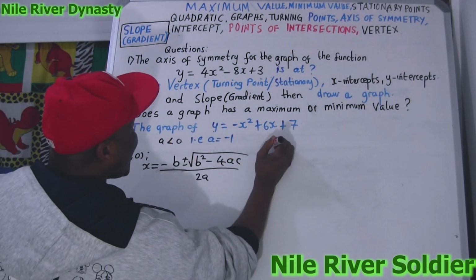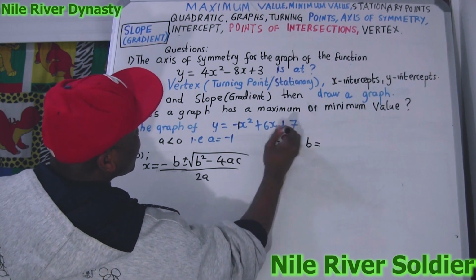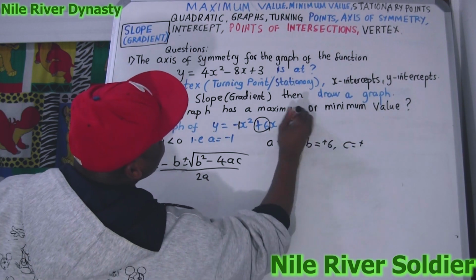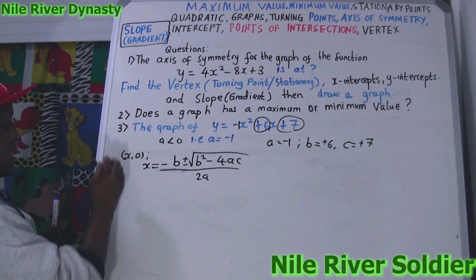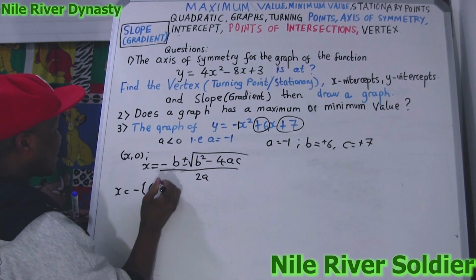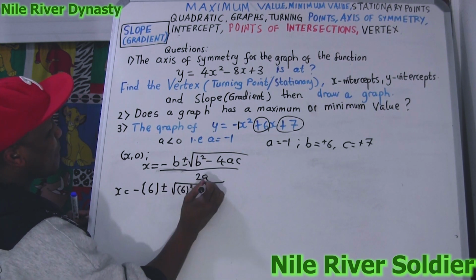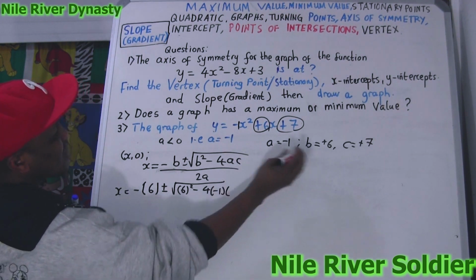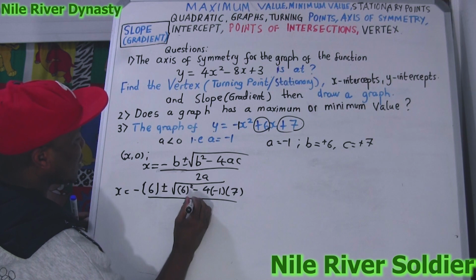What is our A? Our A equals -1. Our B equals positive 6, and our C equals positive 7, but it must be in the standard form of a quadratic. Now we substitute. X equals negative B, which is positive 6, plus or minus the square root of B squared, which is positive 6 squared. Make sure you put this bracket; it's going to help you. A is -1 times C, and C equals 7, all over 2 times A, and A equals -1.